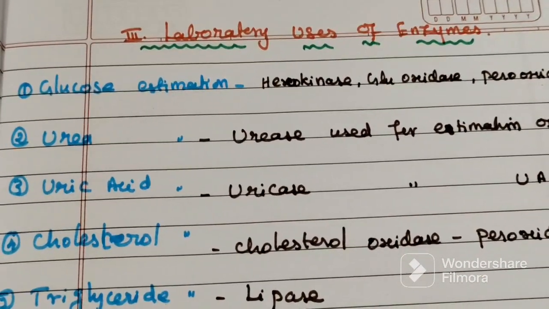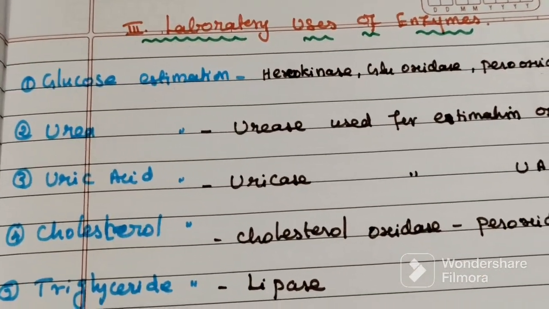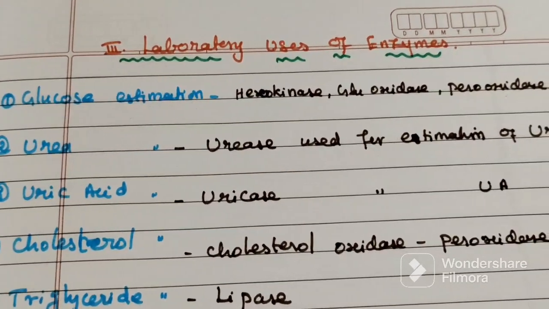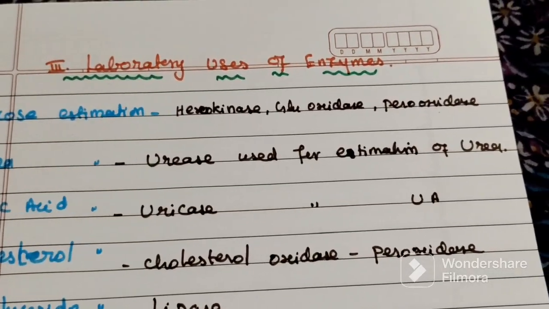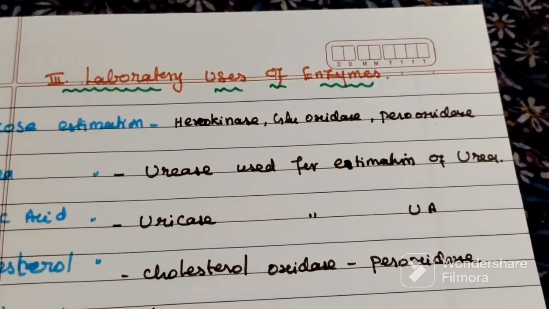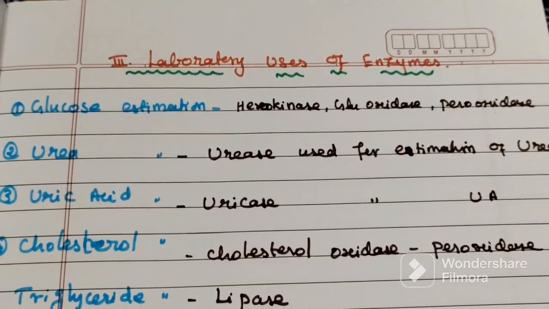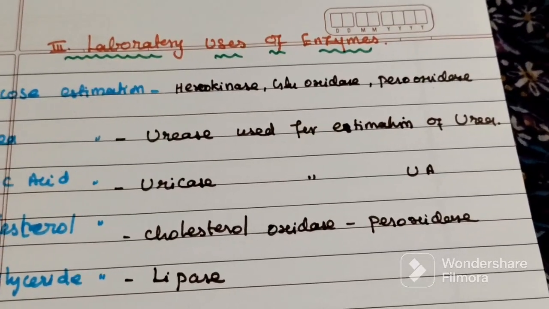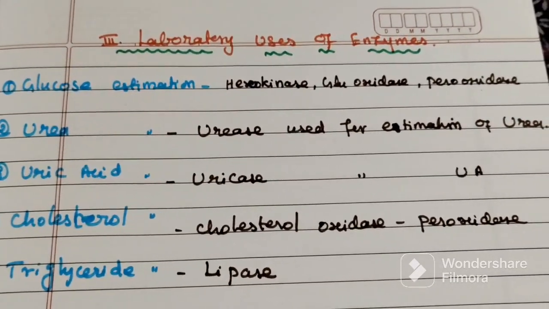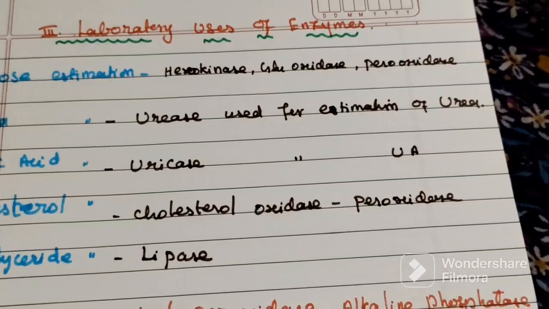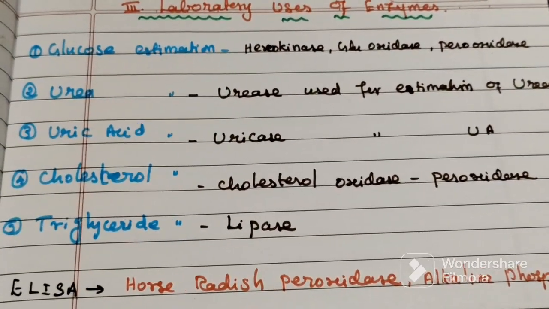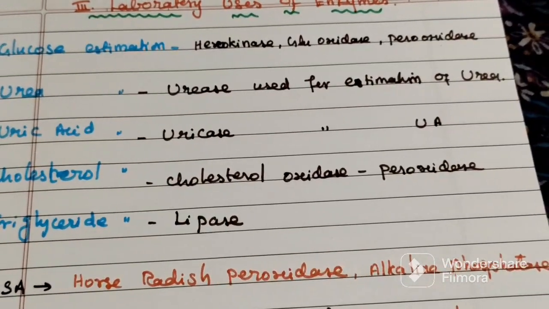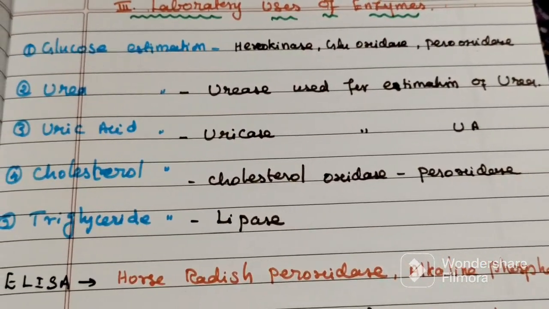Last, laboratory uses of enzymes. In laboratory estimation, for example glucose estimation, hexokinase, glucose oxidase and peroxidase enzymes are used. Then urea estimation, urease is used. Then uric acid, uricase is used. Then cholesterol, cholesterol oxidase and peroxidase are used for cholesterol estimation.